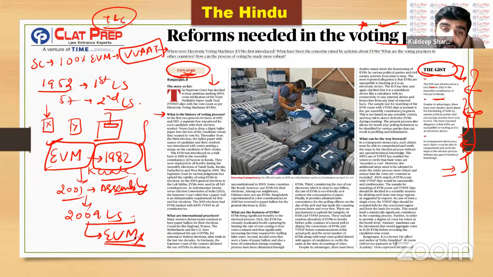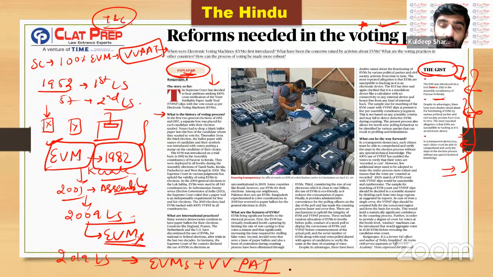So EVMs for the first time were used in all the elections. Then came the 2019 Lok Sabha election, and in the 2019 Lok Sabha election, we used EVMs along with VVPAT in all the constituencies. So in all the constituencies there was a VVPAT connected with the EVM machine since the 2019 Lok Sabha election.